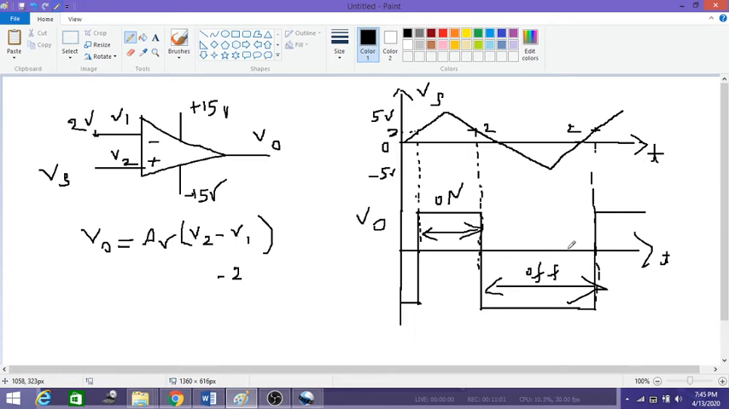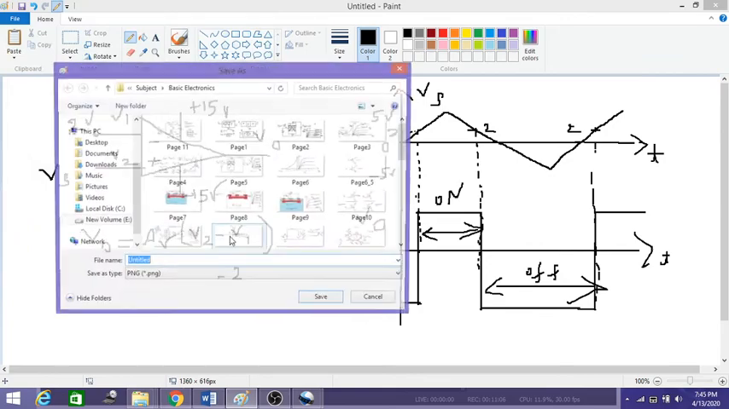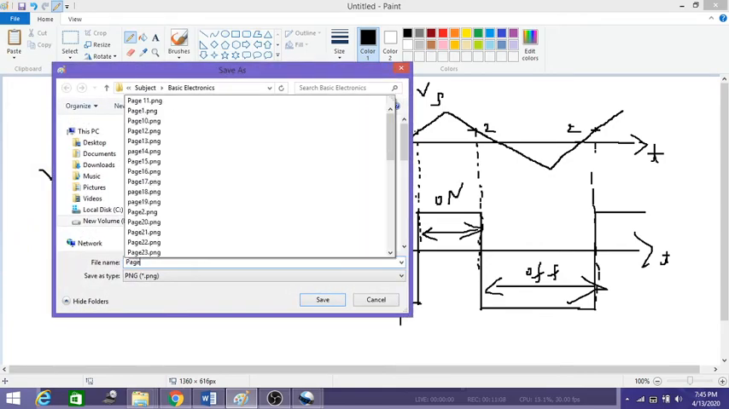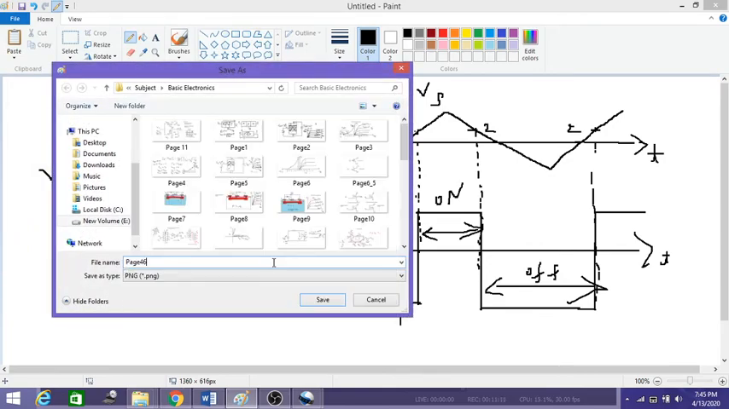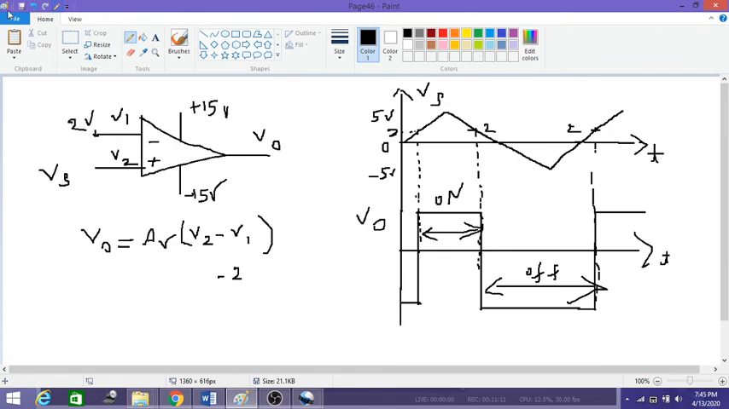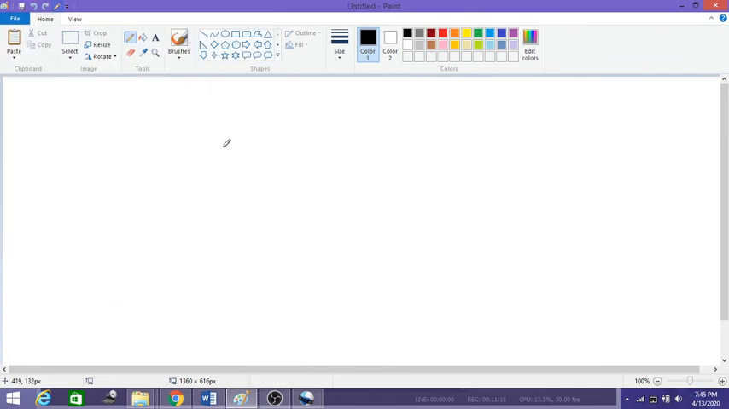So now let us see one more very interesting example here. So let me save this page. This is page 46. It is a very practical circuit, used in most of the cases.